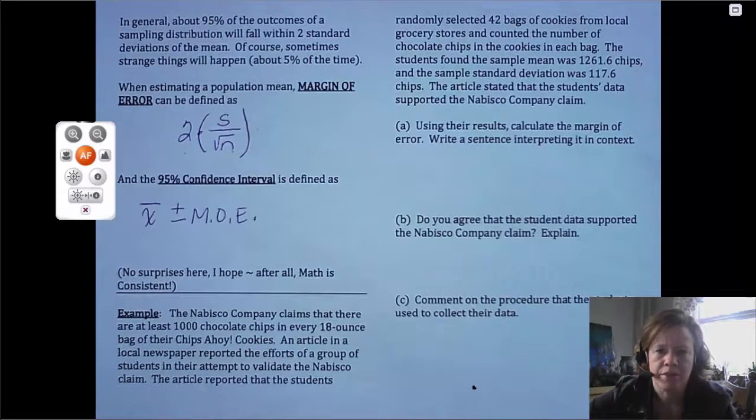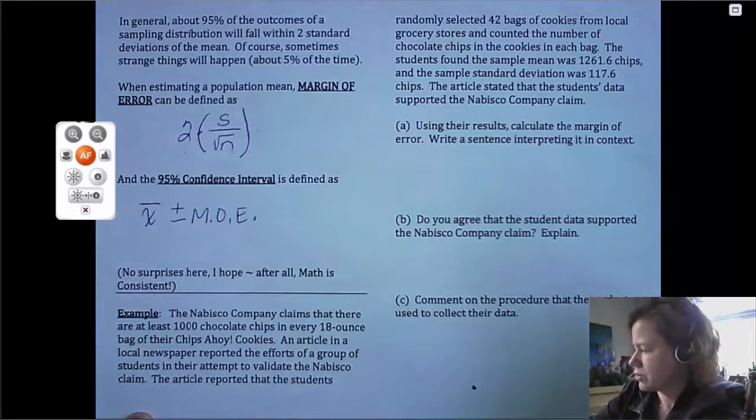The students found the sample mean was 1,261.6 chips, and the sample standard deviation was 117.6 chips. The article stated that the students' data supported the Nabisco company's claim. We want to make sure that's true. So, using those student results, we'll first calculate the margin of error and write a sentence interpreting it in context.